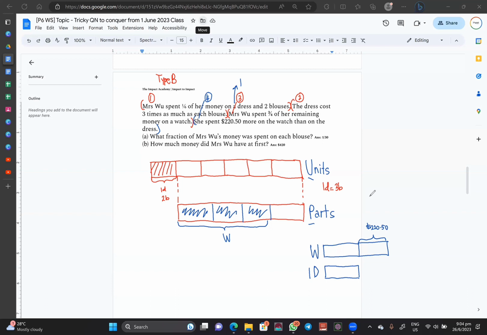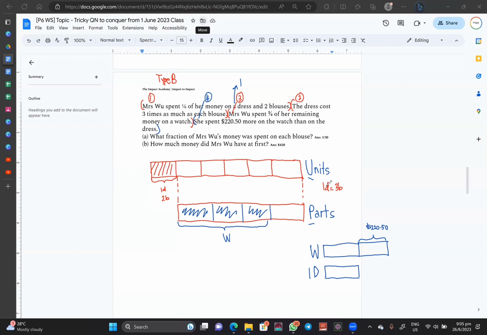For a typical type B question, usually they will only give you 2 subjects, and you will just have to make it all into 1 subject. But over here, there are 3 subjects. So you don't know if you're supposed to make everything into dress or everything into blouses or everything into watch. So here's what you can do. The first thing I want to do is this.